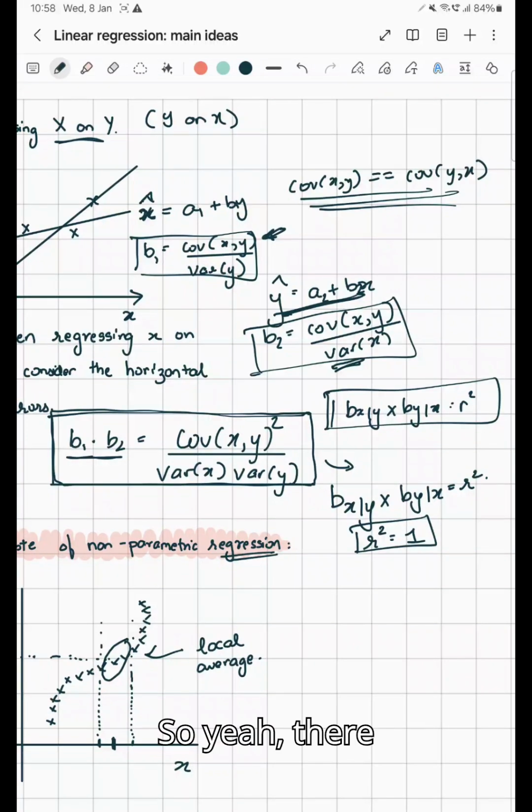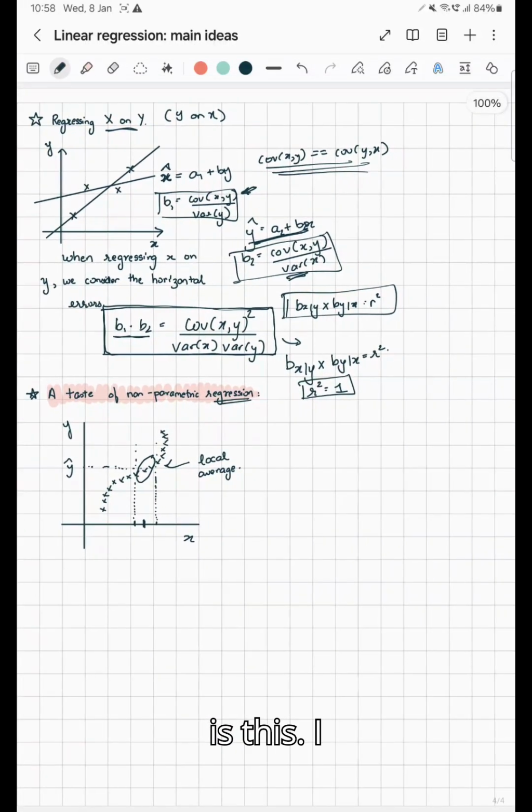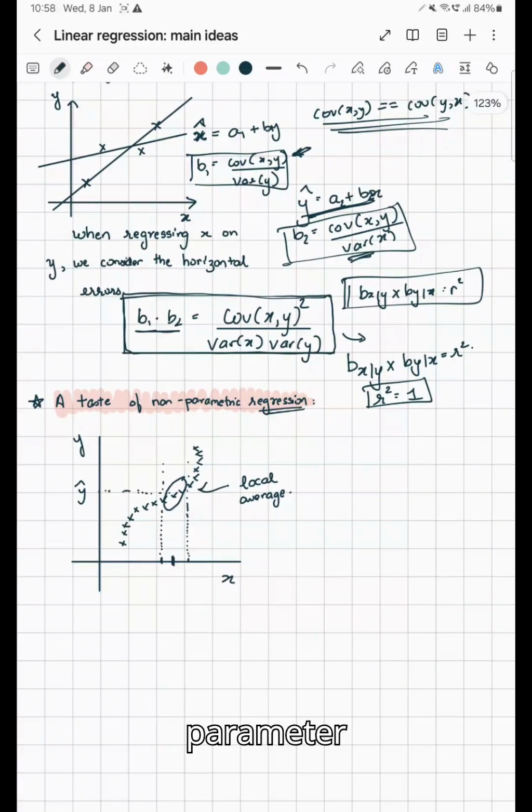So yeah, there is this. I will give you some hint about parametric regression, non-parametric regression before wrapping things up. So non-parametric regression, so the assumptions of linear regression is that the data is identical and independently distributed. There are a lot more constraints in the data, so it has to be linear again. So there's that.